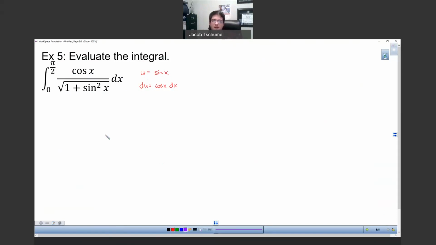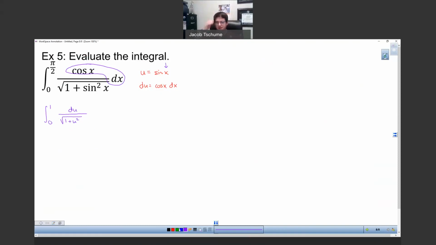Now, since this problem actually begins with a u substitution, you will have to change your parameters. So we're going to let 0 and pi over 2 get plugged in for x to get the new parameters. Sine of 0 is still 0, but sine of pi over 2 is 1. On the bottom of the problem, you get the square root of 1 plus u squared, and then this entire cosine of x dx term is exactly our du term.